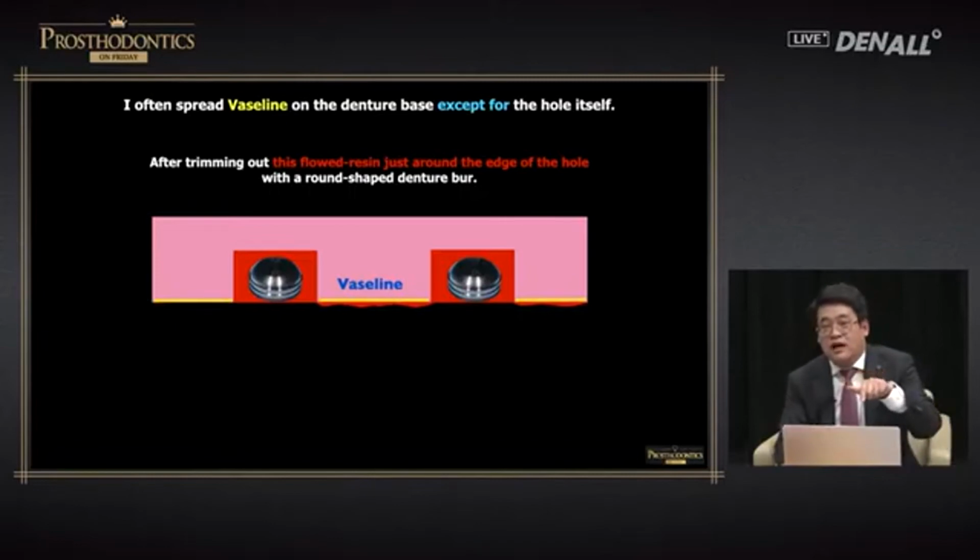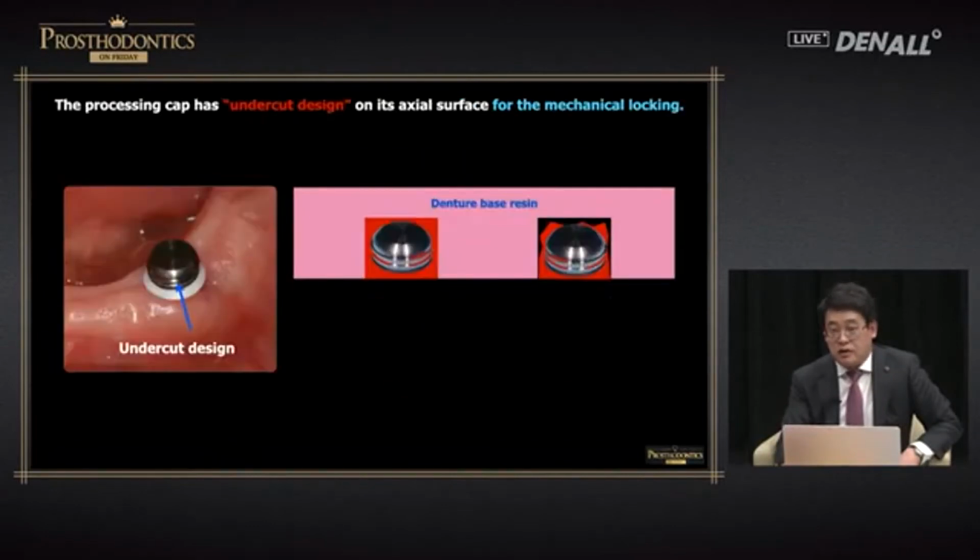I use a round-shaped denture bur to trim out the excessive resin around the hole. And this is a very important tip. At times, there can be an area where it's insufficient because we don't use a whole lot. In that case, you can use a micro brush to adjust it. That is correct. I'm sure you already do it like this. If there's an air bubble, you can use micro brush and then position the denture.